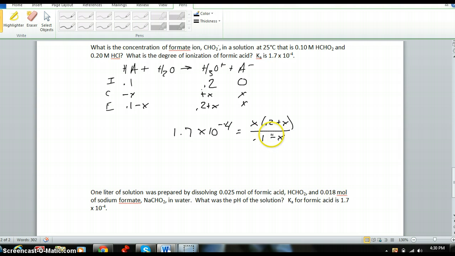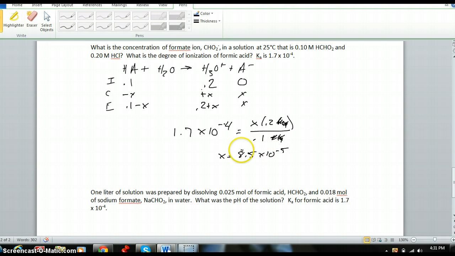Now remember, if the initial concentration of my acid, 0.1, divided by Ka, 1.7 times 10 to the negative fourth, is greater than 100, which in this case it is, we can get rid of the plus x and the minus x. So that's going to make solving for x a lot easier. In this case, x ends up being 8.5 times 10 to the negative fifth.